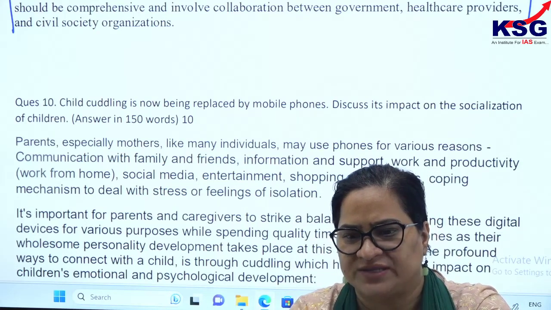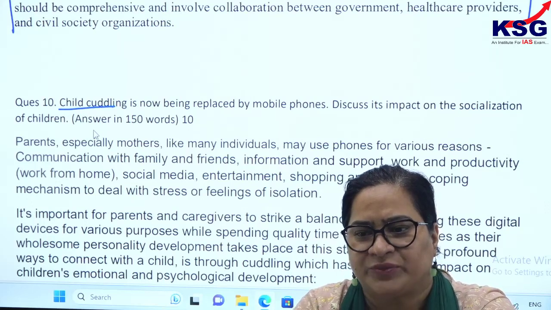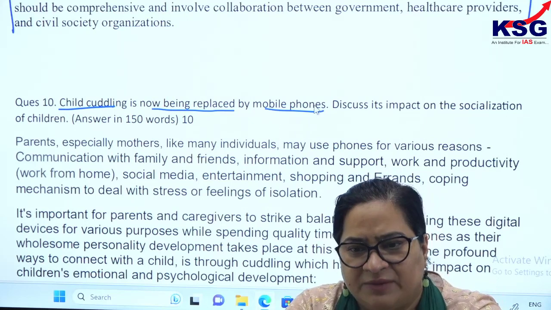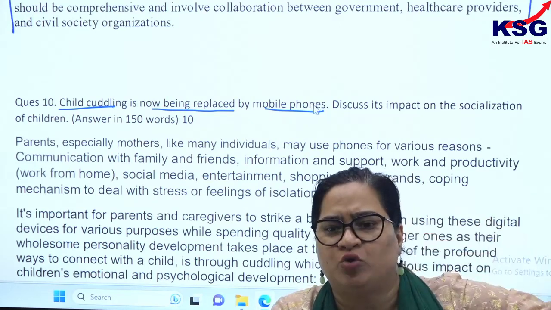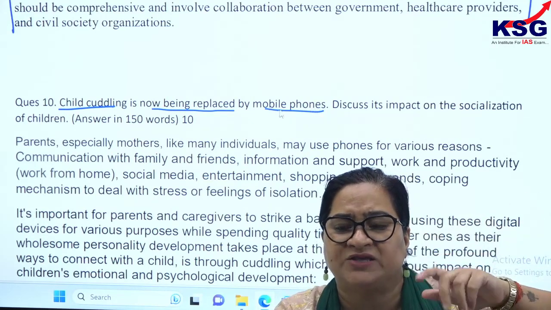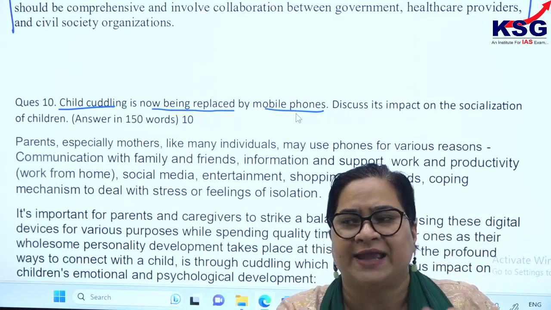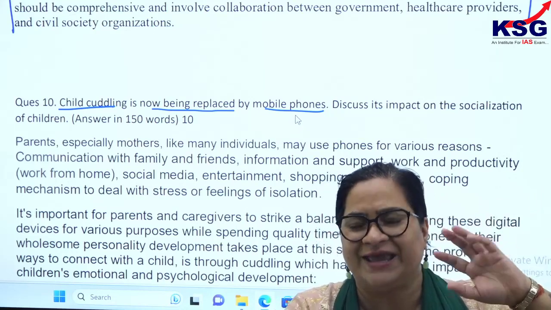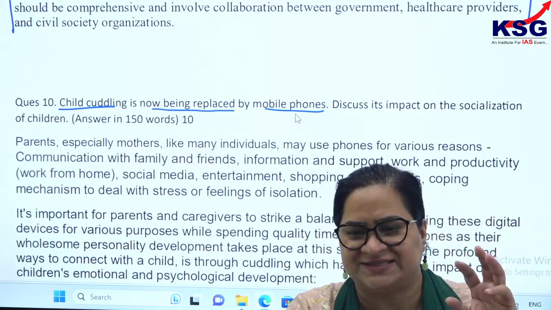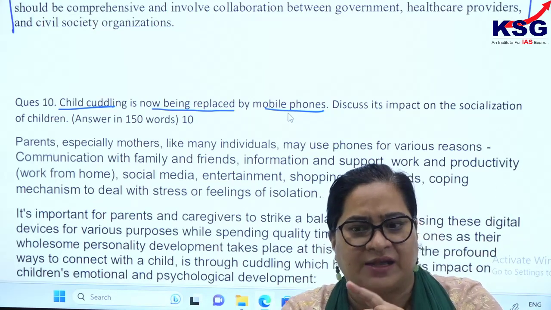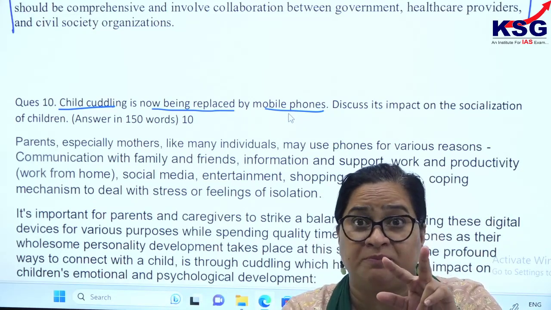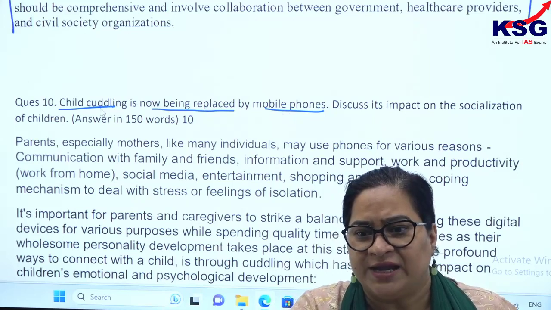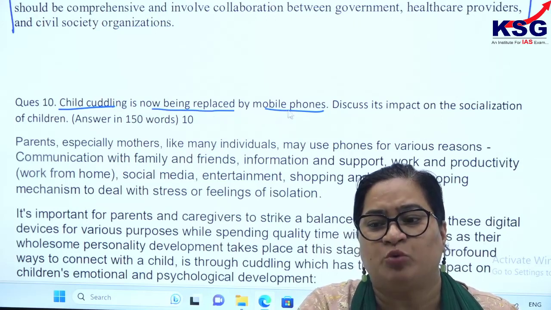So first and foremost, this is saying child cuddling is now being replaced by mobile phones. Many people would superficially decode it in different ways. They can say child cuddling can be replaced by children also, when they are resorting to online watching games, animations, etc. And child cuddling can be replaced by adults also. People may decode it both ways. Please pay attention to the language.